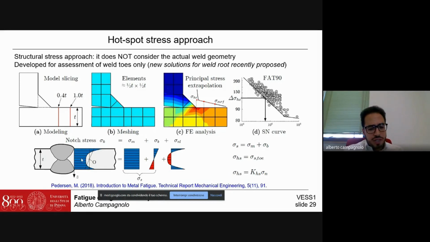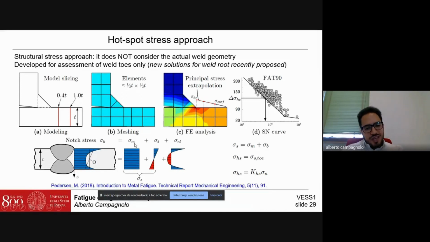In our figure, we can see that the typical local stress distribution is non-linear, and we can separate this stress distribution into three different contributions: the membrane stress, which is uniform; the bending stress, which follows the typical trend of Navier; and a non-linear stress, which is due to the stress concentration effect at the weld toe.